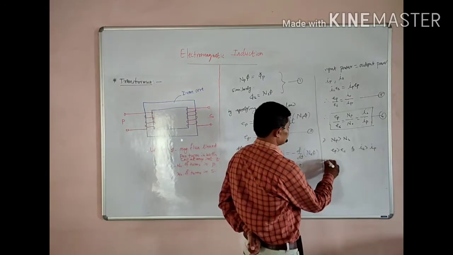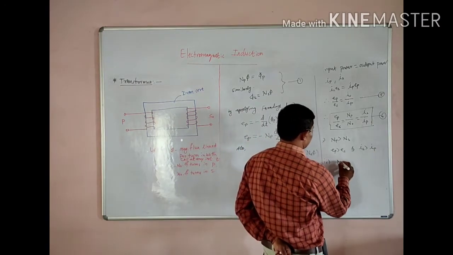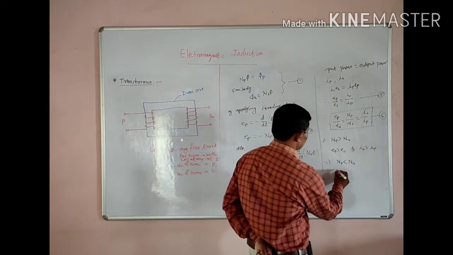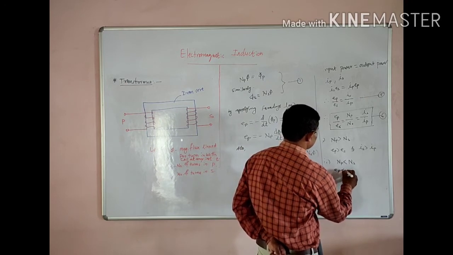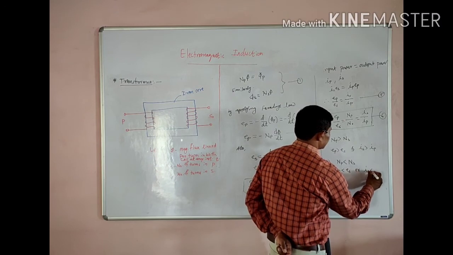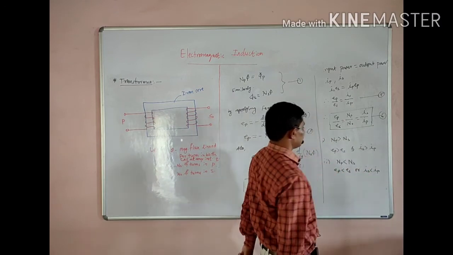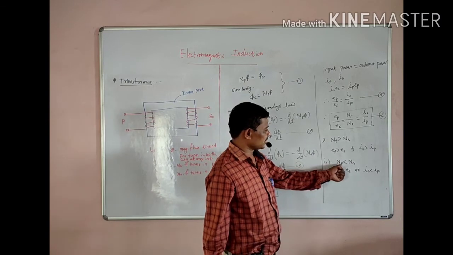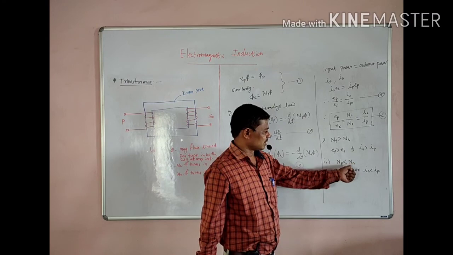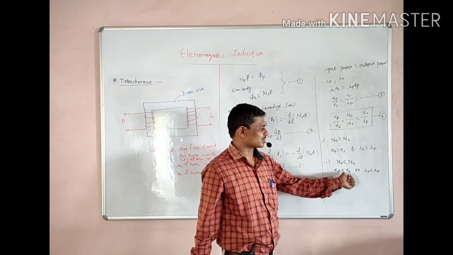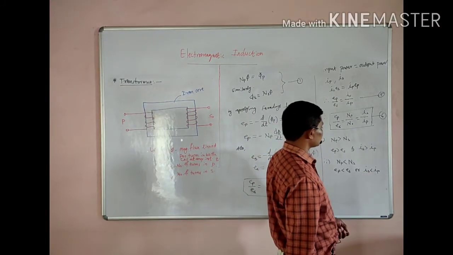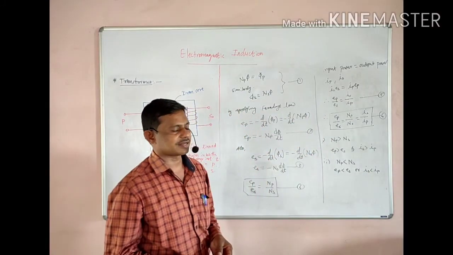And similarly, if we consider Np is less than Ns, then we know that Ep is less than Es, or we can say that the current Is is less than Ip. That means the number of turns in the primary is less than the number of turns in the secondary. The EMF in the primary is also less, and the current flowing through the secondary coil is less than in the primary.